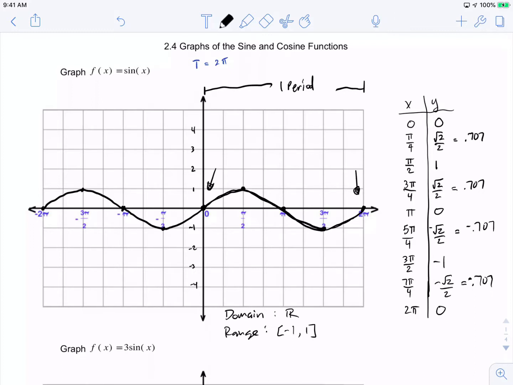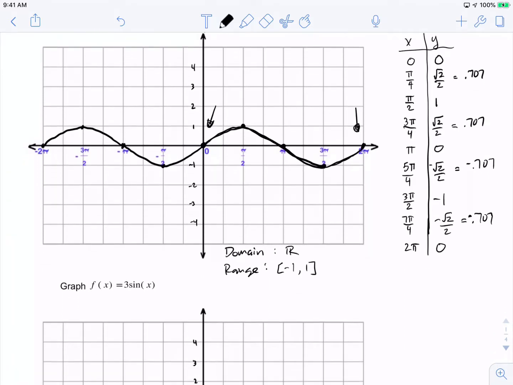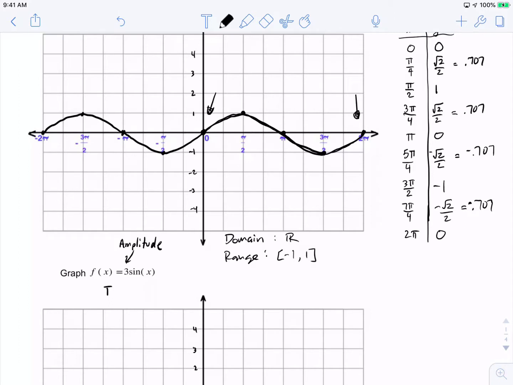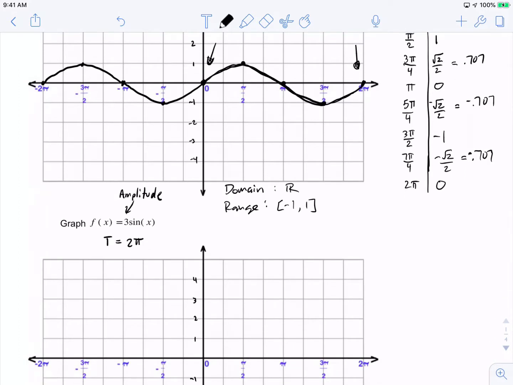Now let's manipulate it a little bit and see what we can do. So this 3 here in front of sine of x is the amplitude. And all this is going to do is take the values that we have and multiply them by 3. It doesn't change the period, so the period is still going to be 2 pi. Let's see if we can make some connections with that graph that we have above. So we know that at 0, it's still going to be 0. 0 times 3 is still 0, so I'll put all the points that are still 0.